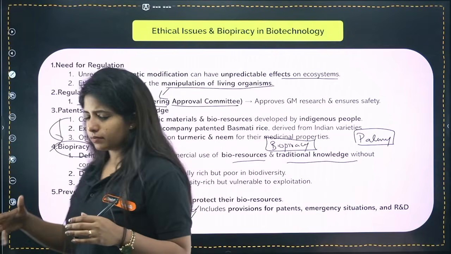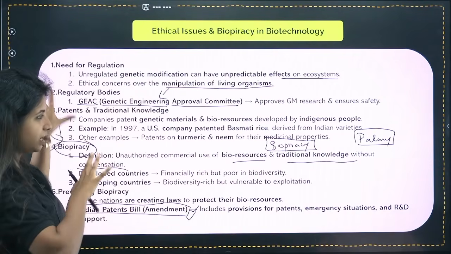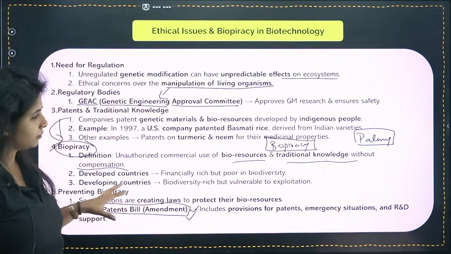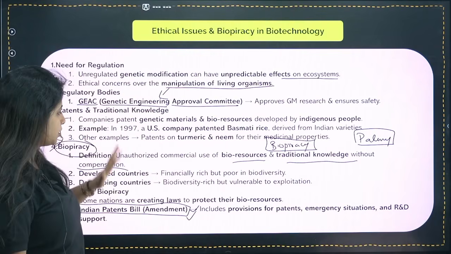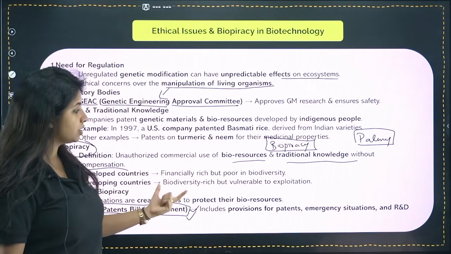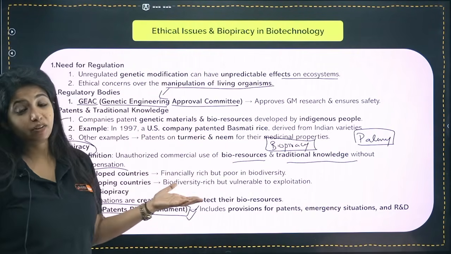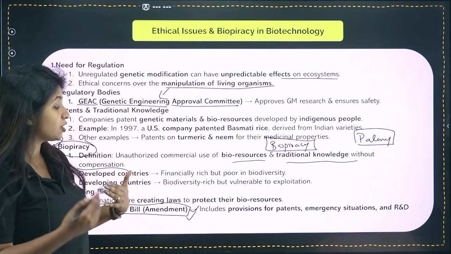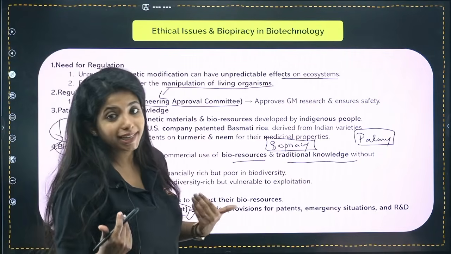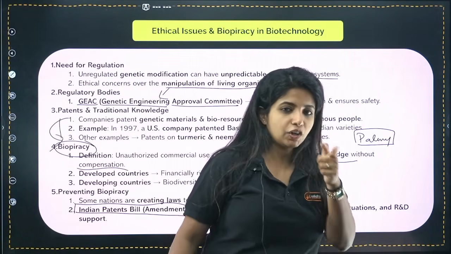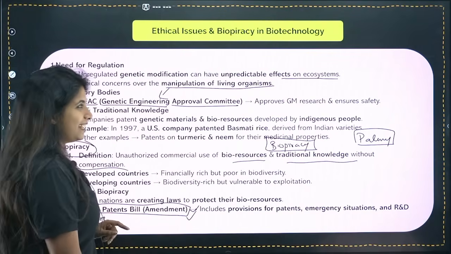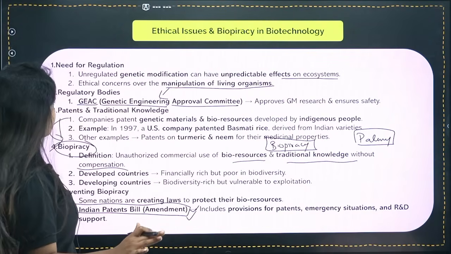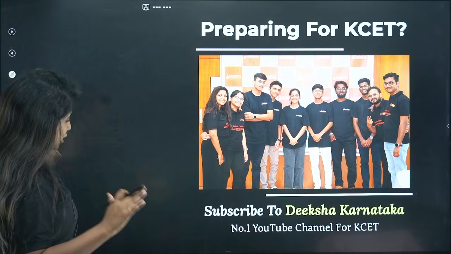Usually in your NCERT, all of it is given in this manner, so I just made it in lines, that's all. Developed countries are financially rich but poor in biodiversity. Developing countries, what is happening? They are biodiversity rich but vulnerable to exploitation. And India is a developing country, so it's our duty to safeguard our country. That's all, my dear children. This chapter ends with this particular note.